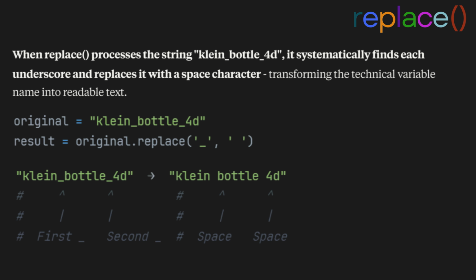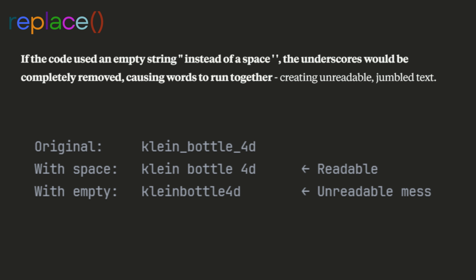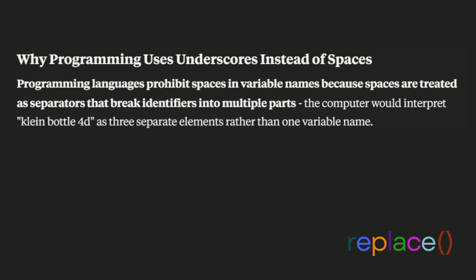So if form type is Klein underscore bottle underscore 4D, the replace method transforms it to Klein space bottle space 4D. Now, if that was truly an empty string, like I mentioned previously, if it was just quote, quote with no space in between, then it would transform this to where there was no space between Klein and bottle and no space between 4D. So it'd be all run together.